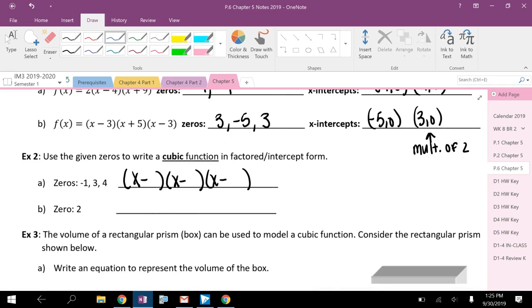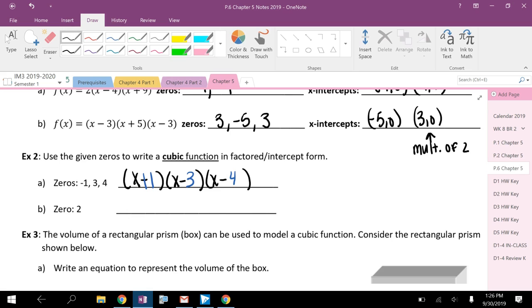Because remember, that's intercept form from way back when. Well, when I take this -1 and I plug it in, what happens to the sign? It changes to positive. When I take that 3 and plug it in, you just put it in there. Take that 4. Plug it in, and we're done. That's intercept form. Again, last chapter, we only had 2. Now we have 3.